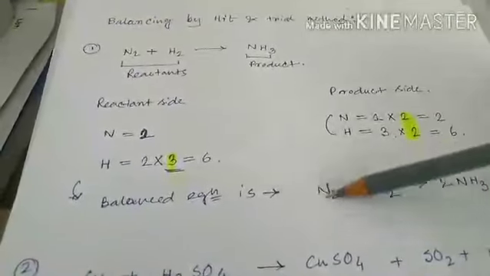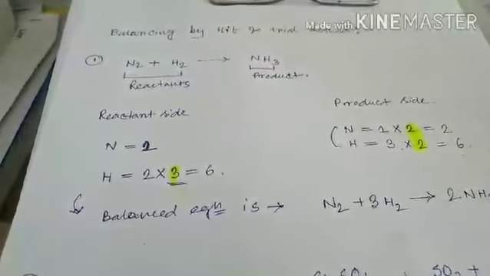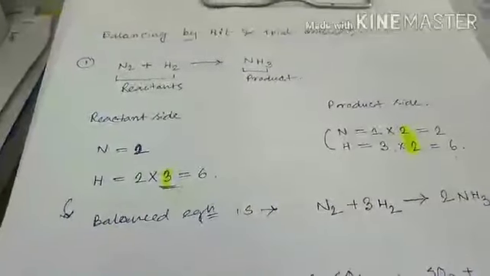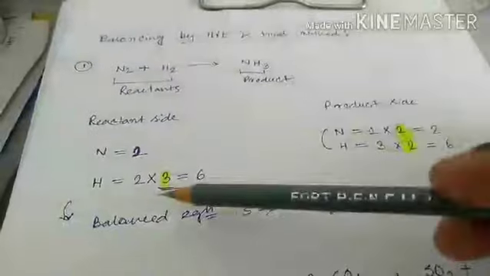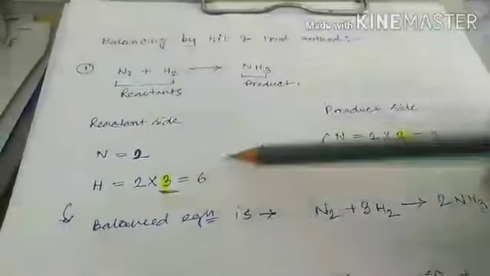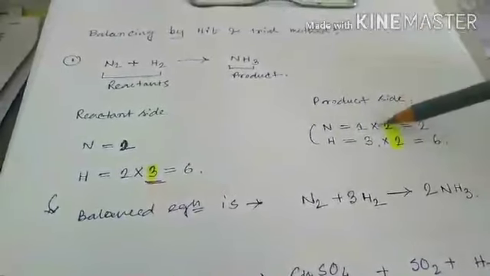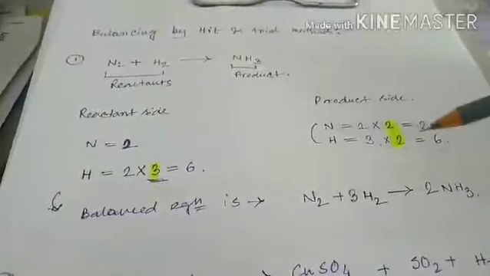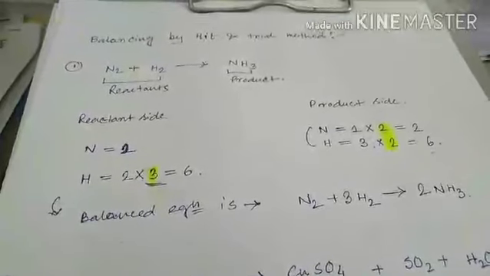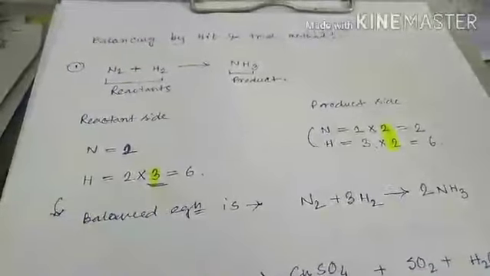Here N2, because N is already the same, no multiplication is operated, so N2 becomes N2, plus hydrogen is 3H2, because this 3 is multiplied, so this comes from this 3, is equal to 2NH3, because we have to multiply the ammonia with 2, so this 2 comes from here. Okay, so the balanced equation is N2 plus 3H2 gives 2NH3. I hope you understood this very well, and we are going to a little bit more difficult chemical equation.